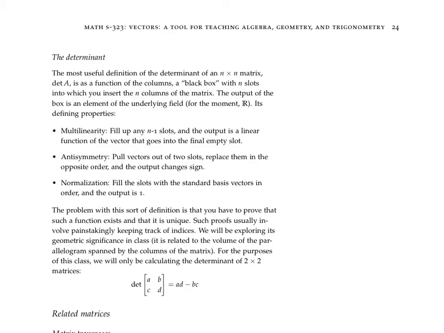Let's take a look at how to compute a 2 by 2 determinant. So if you have a matrix where the entries are A, B, C, D, the determinant of a 2 by 2 matrix is AD minus BC. We're going to get into higher dimensional matrices' determinants later in the course.